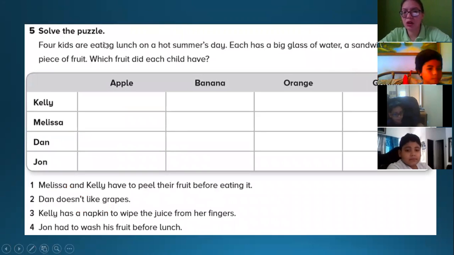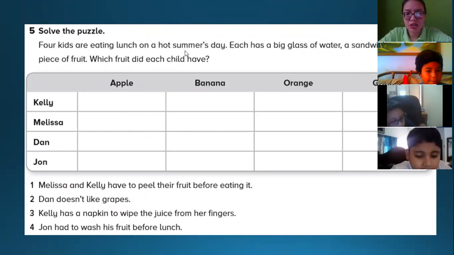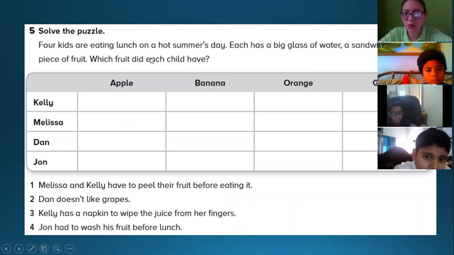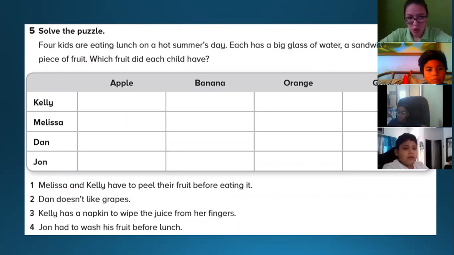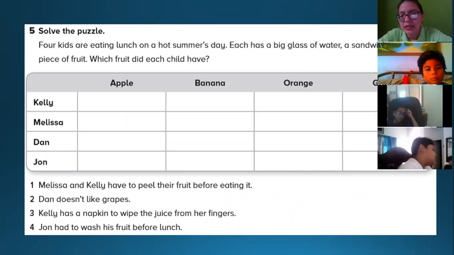Now, let's go to the other exercise. It is about solving the puzzle. And it says four kids are eating lunch on a hot summer day. Each has a big glass of water, a sandwich, and a piece of fruit. Which fruit did each child have? We have to guess what fruit the children have in their hands.